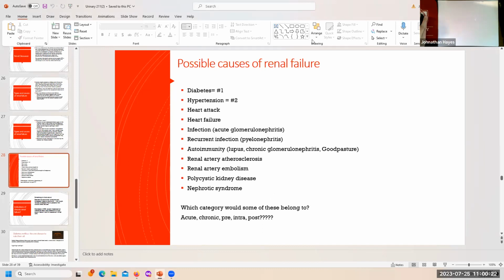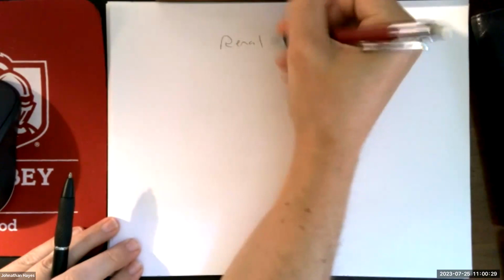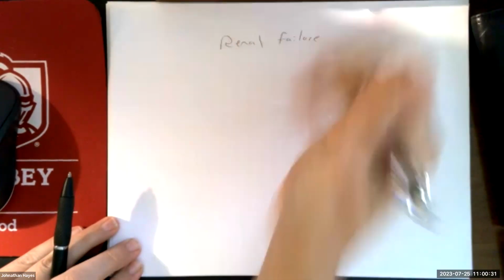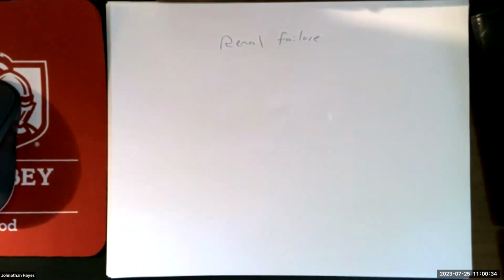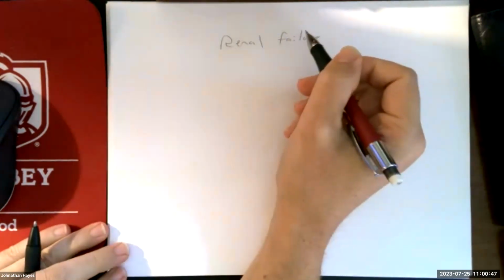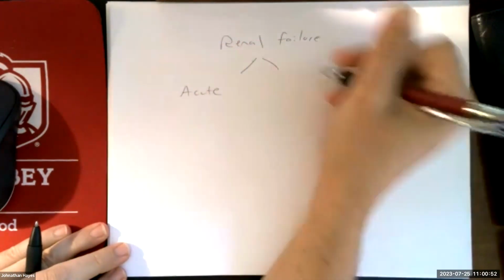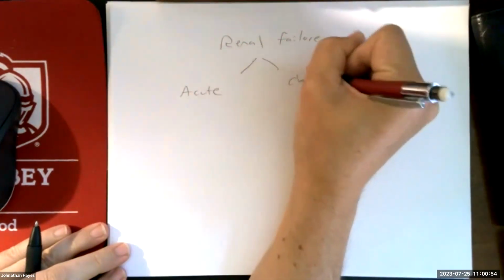So again, let me put the little categories back up here. You have two main categories of renal failure, or sometimes people call these things kidney disease. So you could have acute kidney disease, you could have chronic kidney disease. Maybe they'll call it CKD sometimes, but it's the same thing, the same renal failure, right? And renal failure can be either acute or chronic.